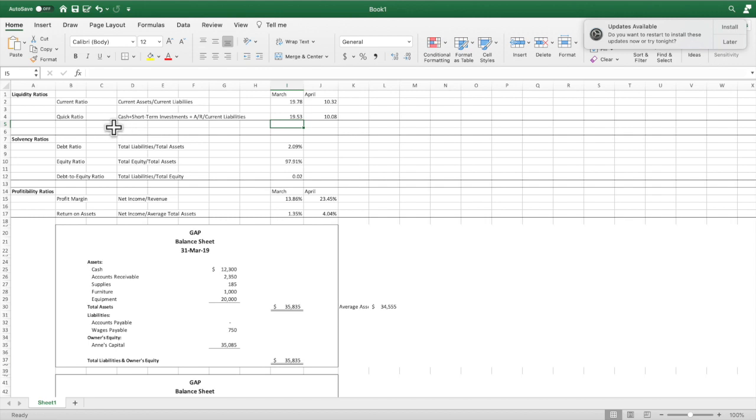Right? So that's the quick ratio. That's, you can meet 19.53 to 1 of your liability. So it's 19.53 to 1.